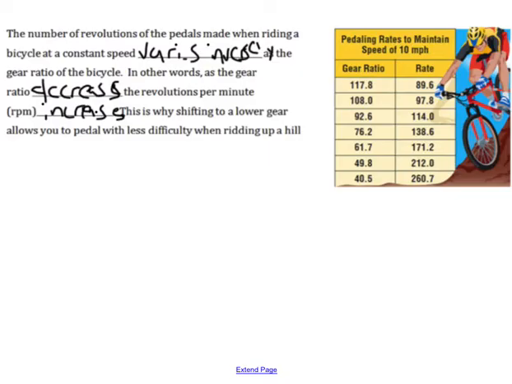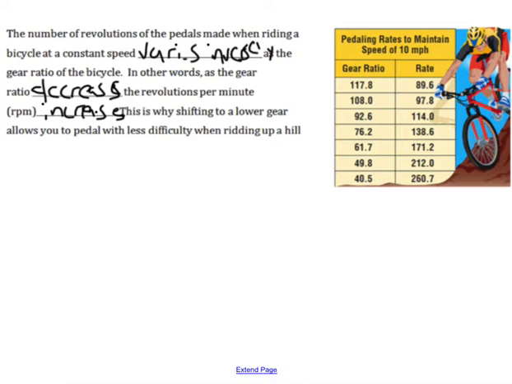When we're taking a look at this one, the number of revolutions of the pedals made when riding a bicycle at constant speed is going to vary inversely with the gear ratio of the bicycle. So what does that mean? In other words, as the gear ratio decreases, so if you turn the gear ratio down on your bike, the revolutions per minute increases. This is why shifting to a lower gear allows you to pedal with less difficulty when riding uphill.